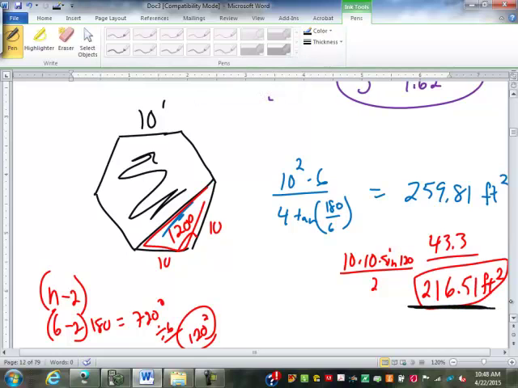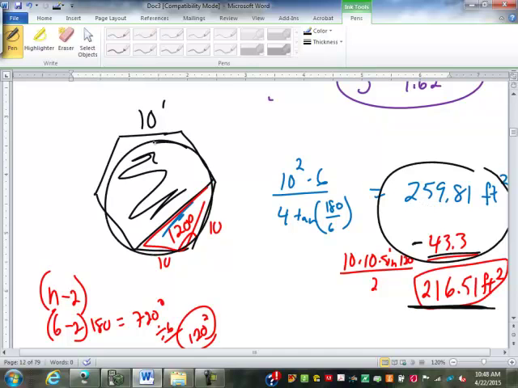We subtracted that from this. 259 is the whole thing, then we subtracted out the 43, which is this little piece. We have to divide by 2 because it's a triangle. That's our formula. Remember, the area of a triangle is A times B times sine of angle C over 2.